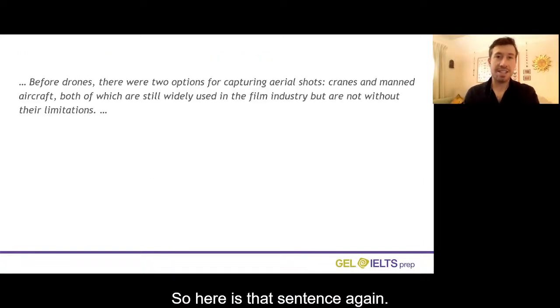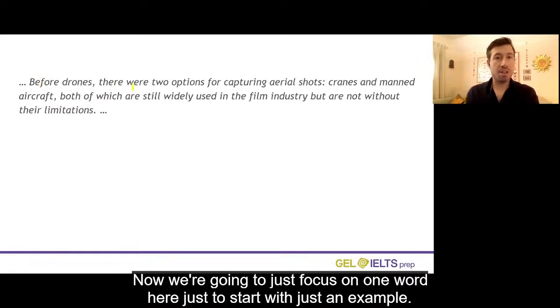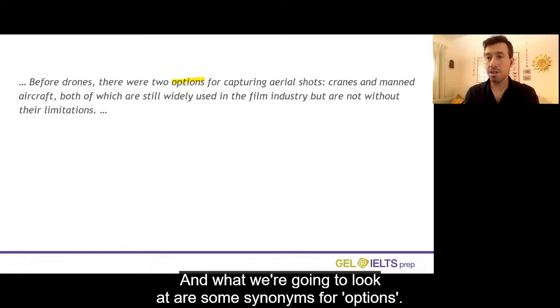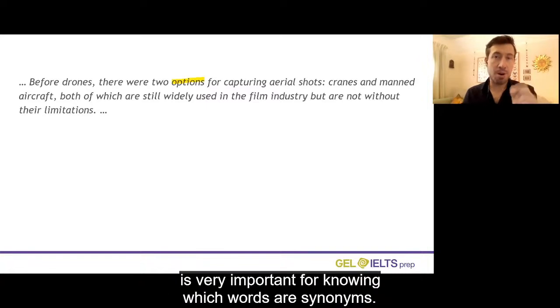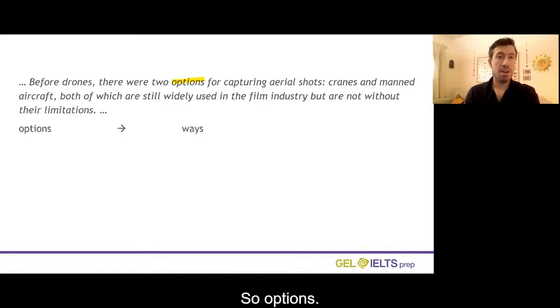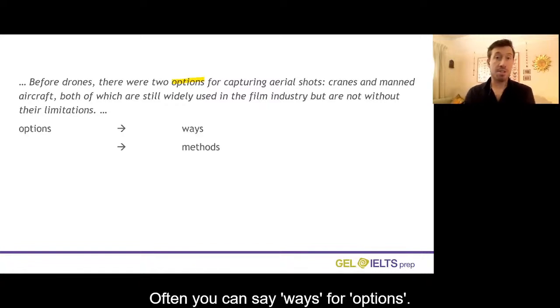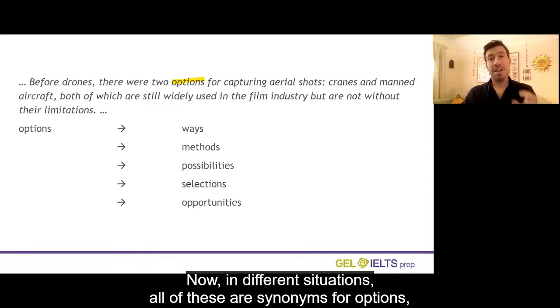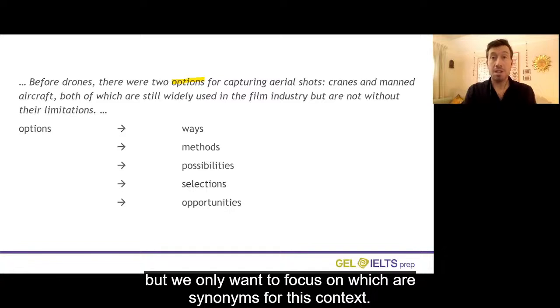So here is that sentence again. We're going to focus on just one word to start with as an example: the word options. We're going to look at some synonyms for options, but we're going to see how context is very important for knowing which words are synonyms. Often you can say ways for options. You could also say methods, possibilities, selections, and opportunities. In different situations, all of these are synonyms for options, but we only want to focus on which are synonyms for this context.